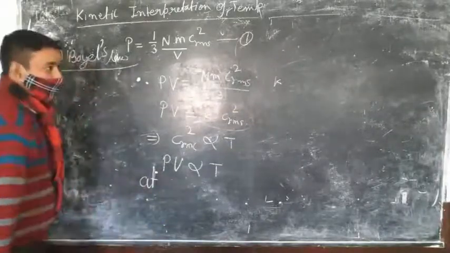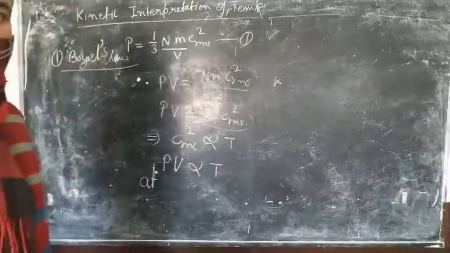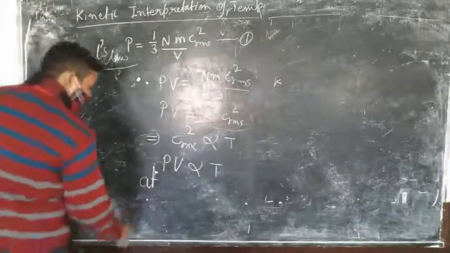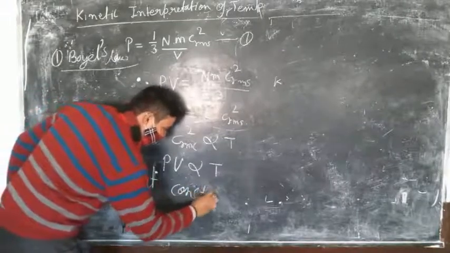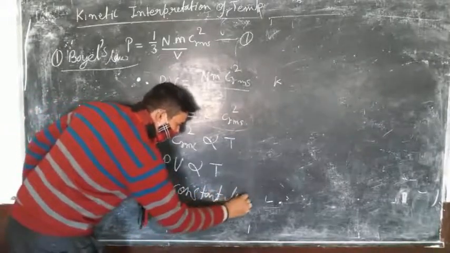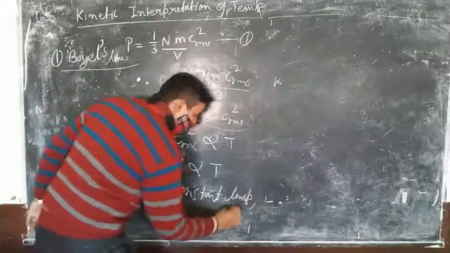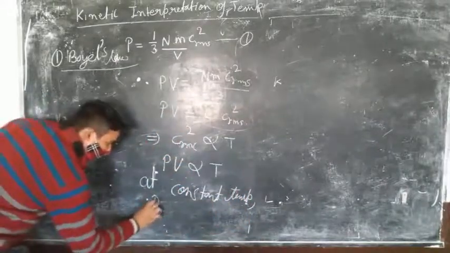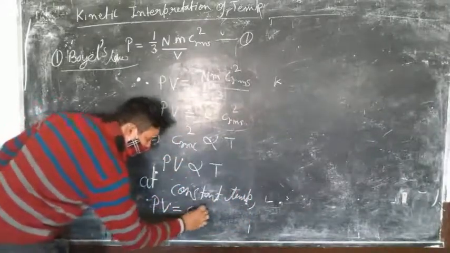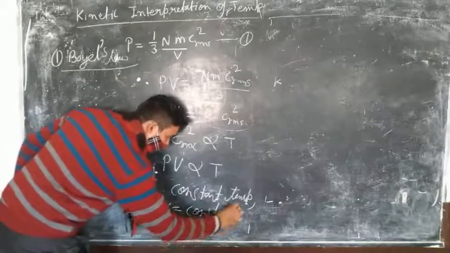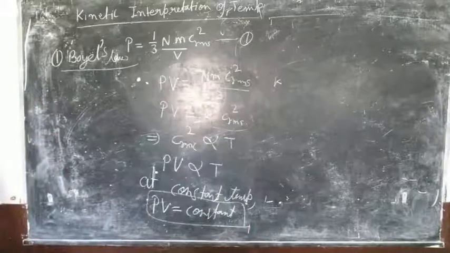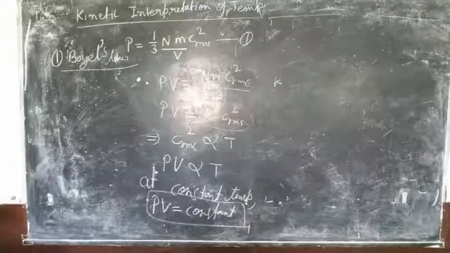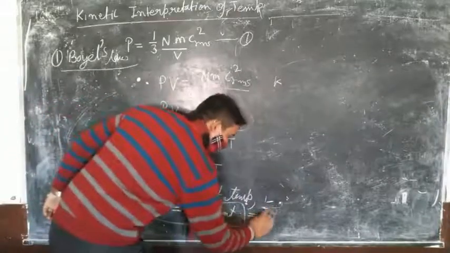Now at constant temperature, we find that PV is equal to constant. That is Boyle's law. This is Boyle's law.